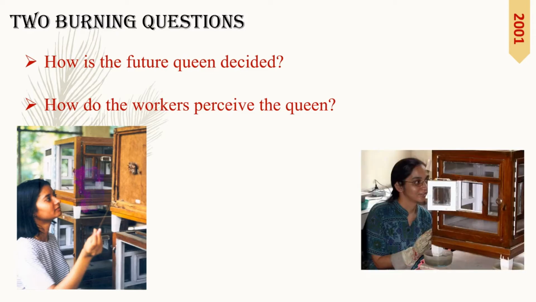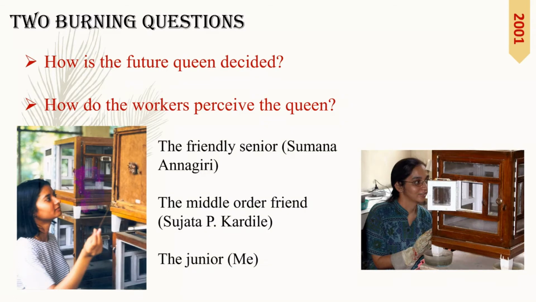And then there was Sujata. So she was really not working only on Ropalidia marginata. She was working on a related species, Ropalidia cyathiformis. And then, of course, there was the junior, the first year, who was wide-eyed and listening to everything that everybody was saying and asking questions.